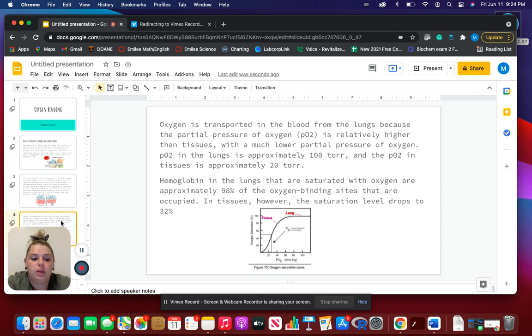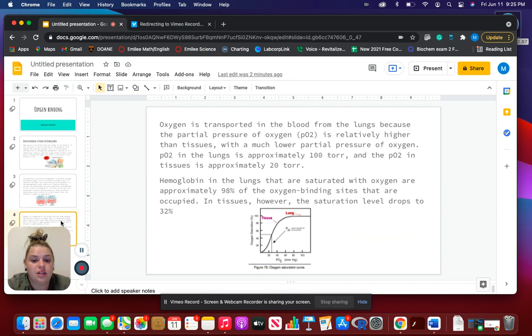Okay, so because of this, oxygen is transported in the blood from the lungs because the partial pressure of oxygen, shown as PO2, is relatively higher there than in the tissues, which have a much lower partial pressure of oxygen. To measure that, we use the torr measurement. The partial pressure in the lungs is approximately 100 torr, and the partial pressure in the tissues is approximately 20.